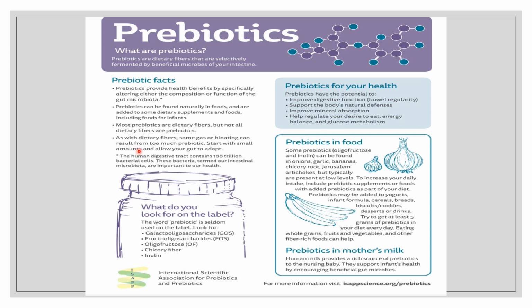Now, when you are in the market and you are looking for a packed prebiotic source, what you should look for on the label. The word prebiotic is seldom used on labels, but still you can look for oligofructose, chicory fibers, inulin, fructooligosaccharides, galactooligosaccharides, etc. These are the terms that you should look for, and you should select that particular prebiotic.